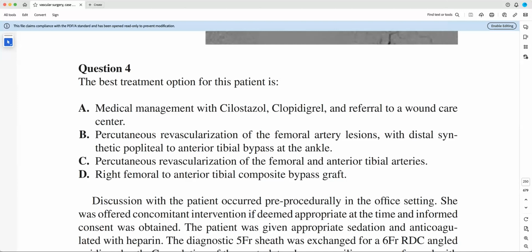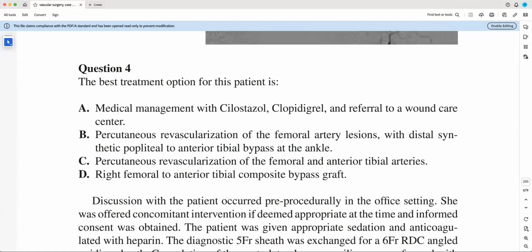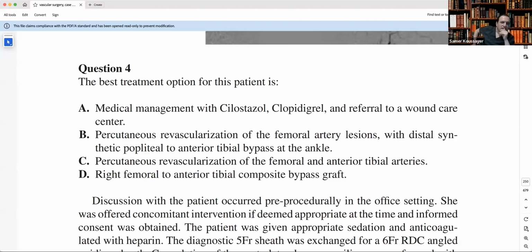B, percutaneous revascularization of the femoral lesion with distal synthetic popliteal to anterior tibial bypass at the ankle. Well, percutaneous revascularization of the femoral artery, that's okay, but for a distal bypass it's better to use a vein, not a synthetic one. And why do the bypass for the second lesion? It is patent. Yeah, the second thing, as you said, is a stenosis. If you have to do it, it would be vein, not synthetic. So this one is all wrong.